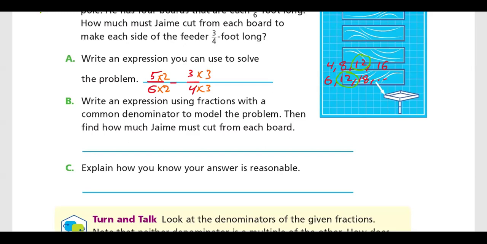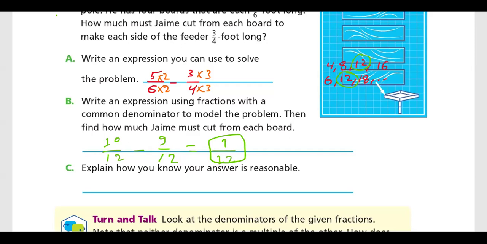So now it will be 10 over 12 minus 9 over 12. The same denominator, write one of them. And 10 minus 9 is 1. So this is our answer, 1 over 12. Is it reasonable?